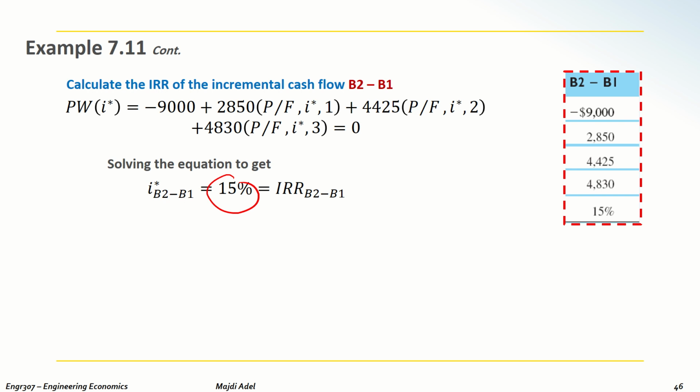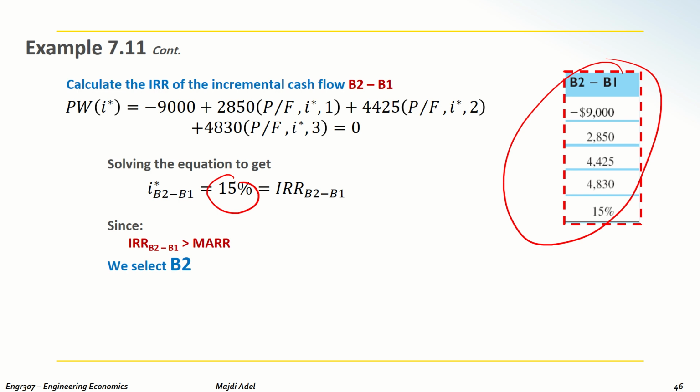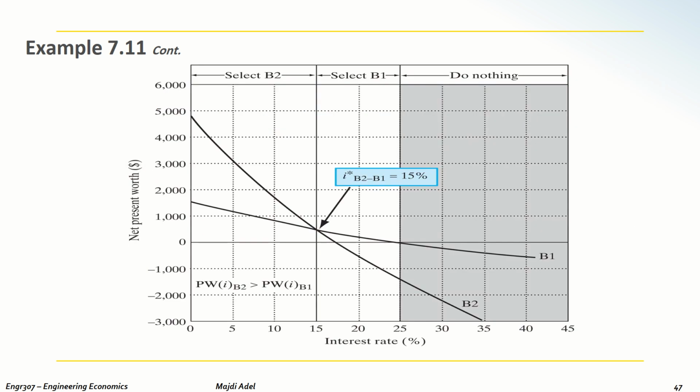This is the internal rate of return for the incremental cash flow, 15%. Now 15% is greater than the MARR. Remember that MARR is 10%. Since the IRR for the incremental cash flow is greater than MARR, we choose B2. So B2 is the most profitable choice. And this is the graphical representation for the example. This is the internal rate of return for the incremental cash flow, 15%, and this is for B1 and this is for B2.